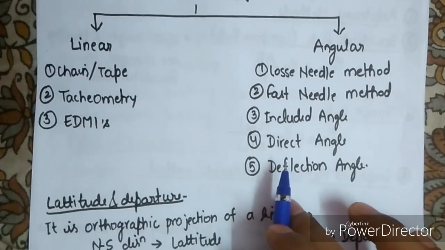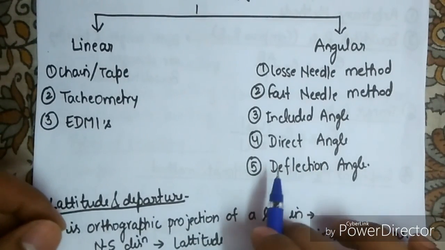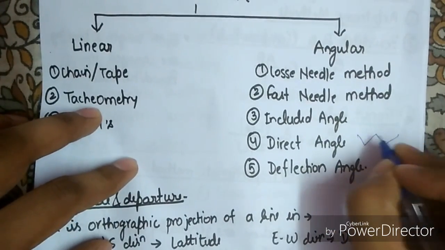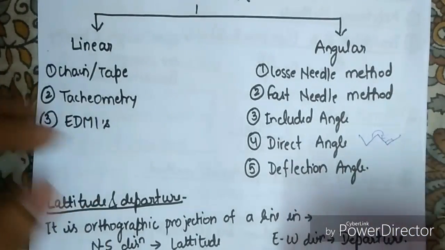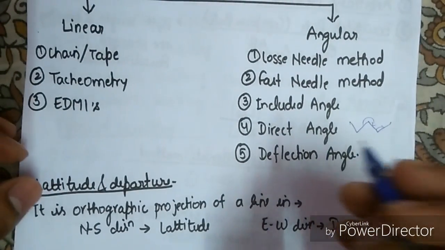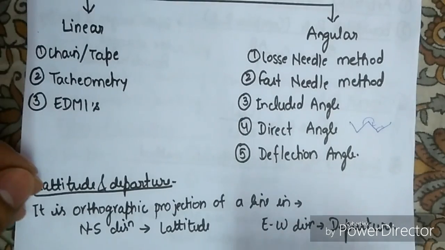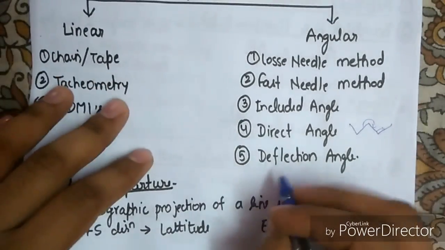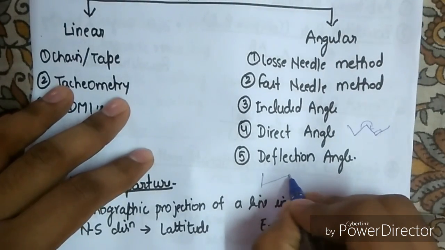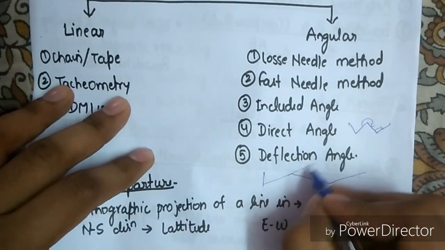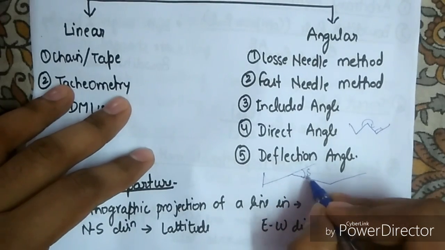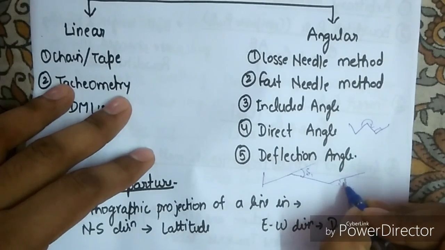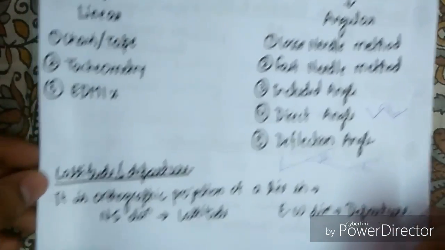The direct angle method is similar to the method of included angle and is generally used for open traverse. Like this one only. All these direct angles are measured. Deflection angle method is mainly used for traverses in which the traverse line makes smaller deflection angles, like in this case we can see here. In this case we find deflection like this one, delta 1. Next it is going like this, so we have delta 2. Like this we have deflection angles.